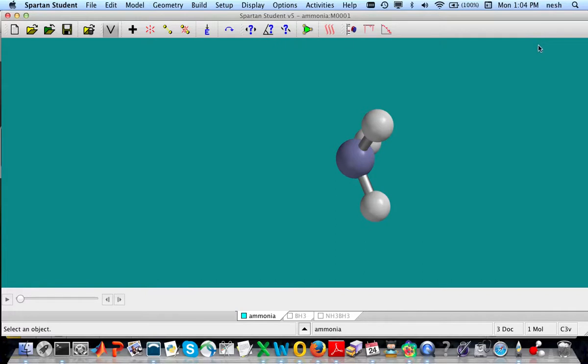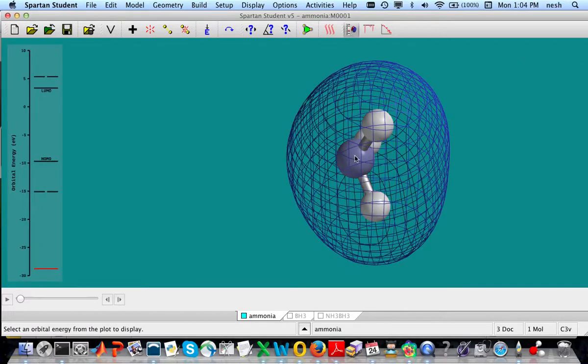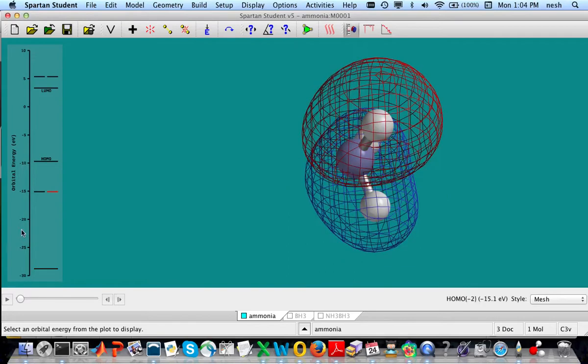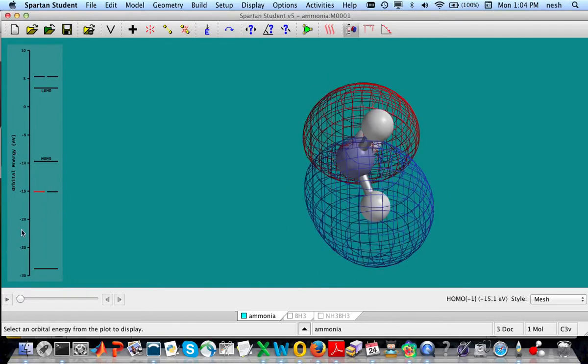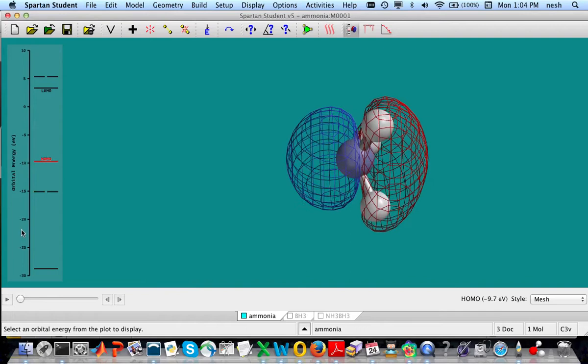So here's the deal: you'll build ammonia first, which I've already done here, the usual way, and here's the molecular orbital diagram. We've got the ground state and so on, and there we have an orbital. It looks kind of like a bonding orbital there, and as you go up, that's the next highest one, until we get up to the HOMO. And how do we know that that's the HOMO?